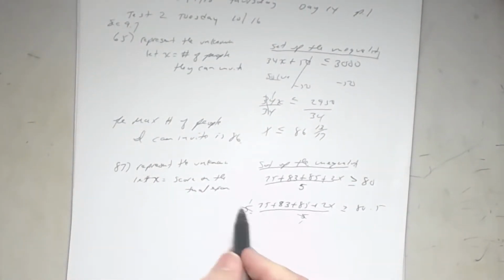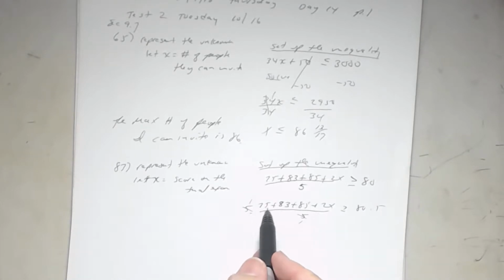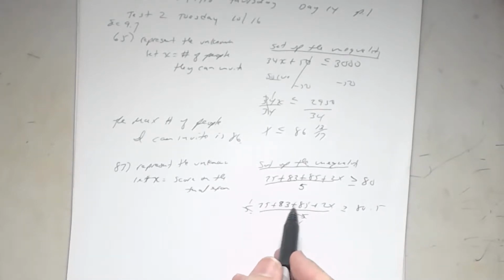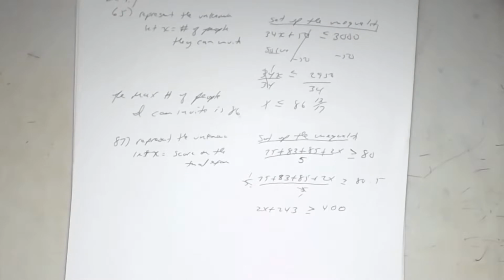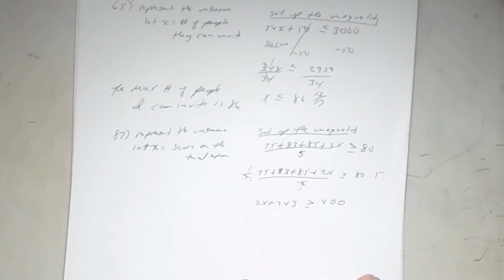Okay, so times 5, what you do to one side, you do to the other. These 5s divide out, correct? So combine like terms: what's 75 plus 83 plus 85? 243. So I get 2x plus 243 is greater than or equal to, and then was that 400?